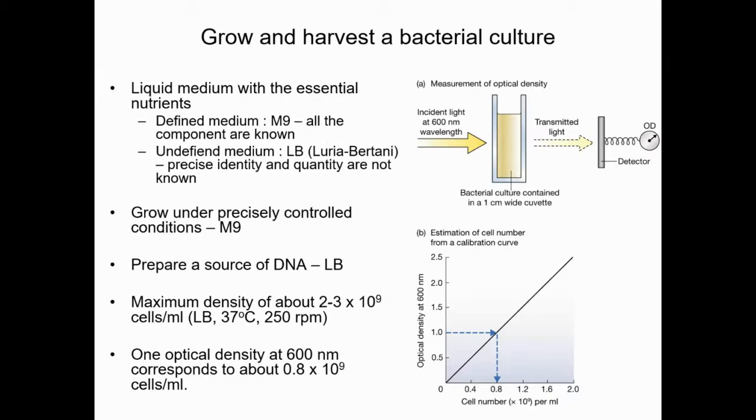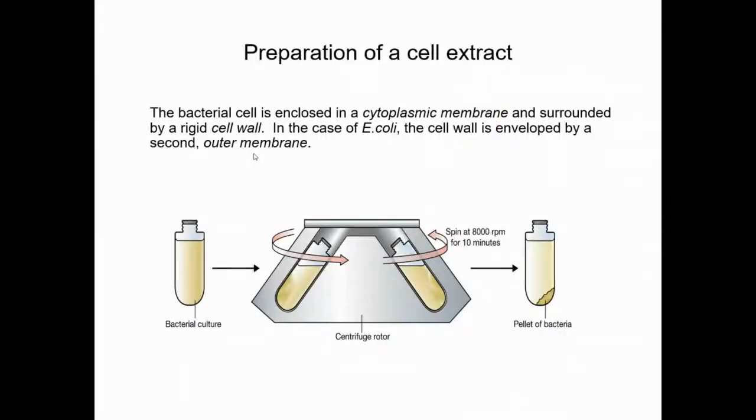Okay, so that's the optical density, an indirect method to determine the amount of cells. And then of course, the first step after you grow the cells overnight is to harvest the cells.